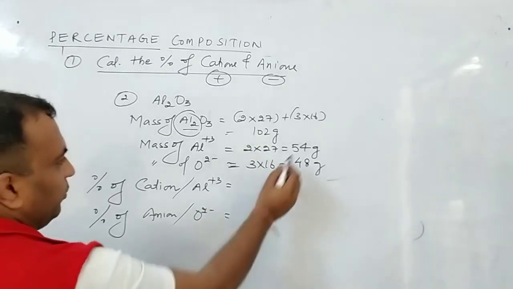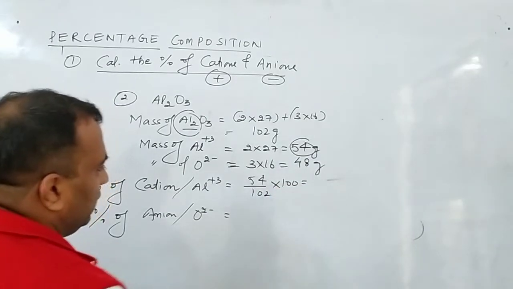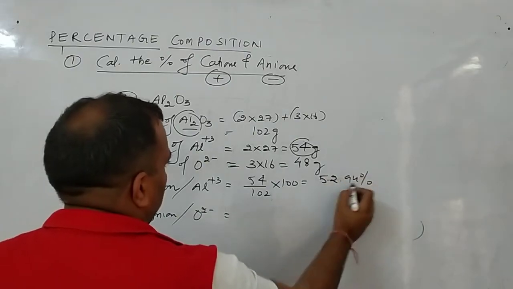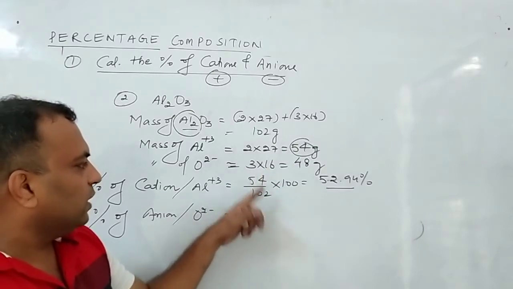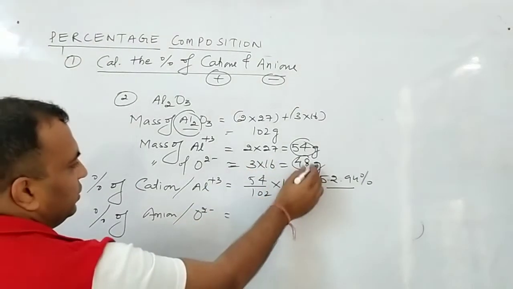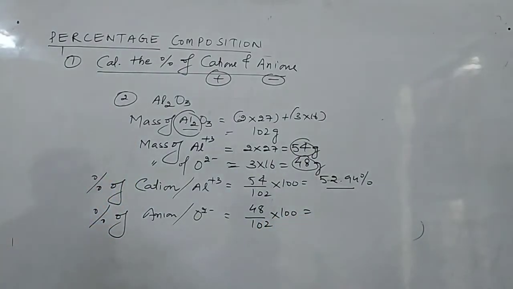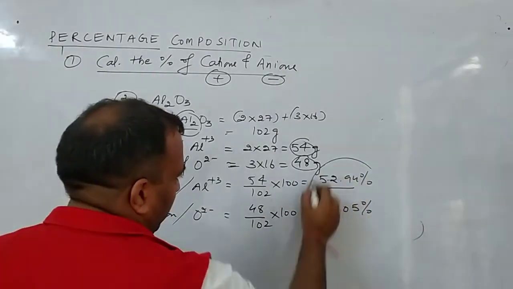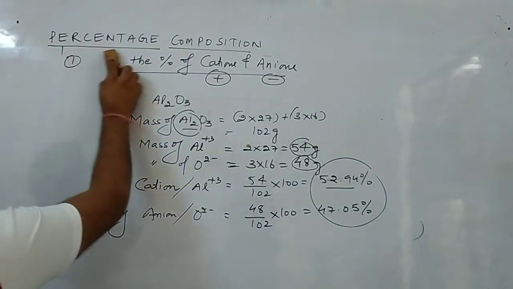So see, what is the mass of aluminium? 54. Total mass 102 multiplied by 100. When you simply divide, this comes out to be 52.94. So simply multiply, divide, ठीक है ना, both will be cut by 2, then simple division you will get. Now the percentage of anion. Anion is oxygen, that is 48 upon 102 into 100. This comes out to be again 47.05. And if you add, the total comes out to be 100. Okay. So this is the second question regarding the percentage composition.